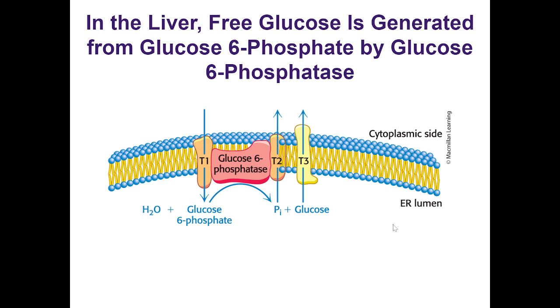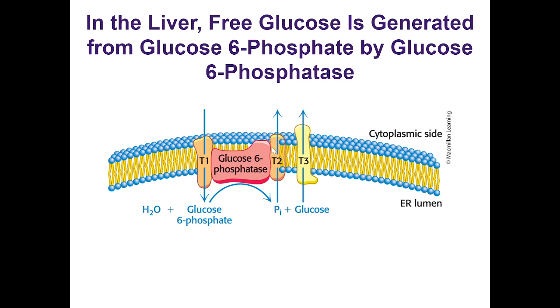This right here is that uptake, and right here is the cytoplasm. Here's the ER lumen. Here we have the T1 transporter. And so we're going to have the glucose 6-phosphate. This is going to have a hydrolysis occur where we regenerate the free phosphate and we get the glucose.